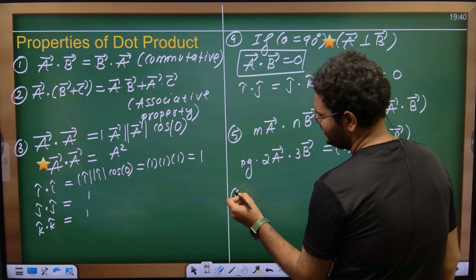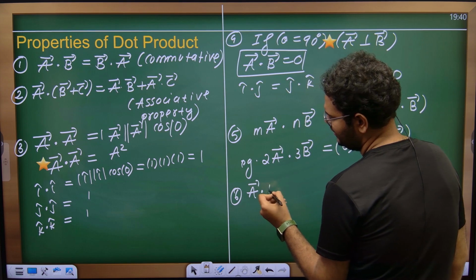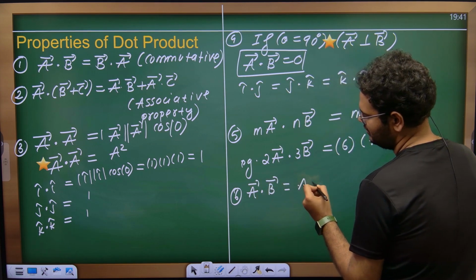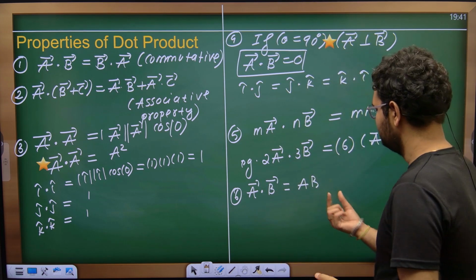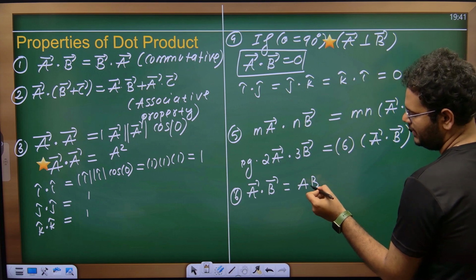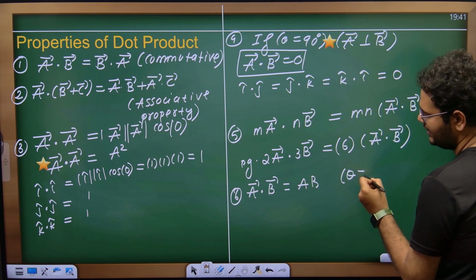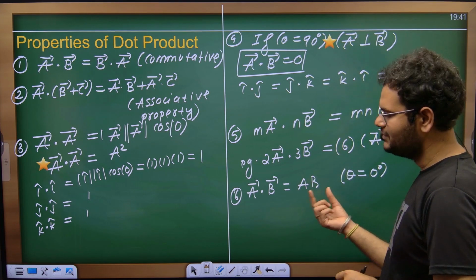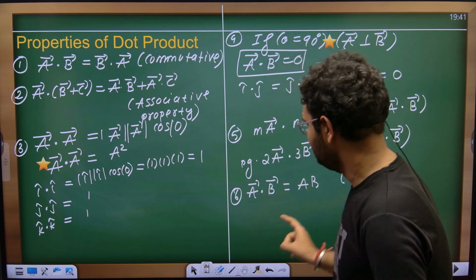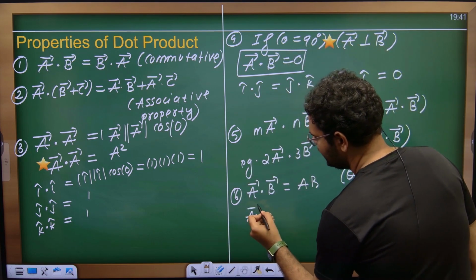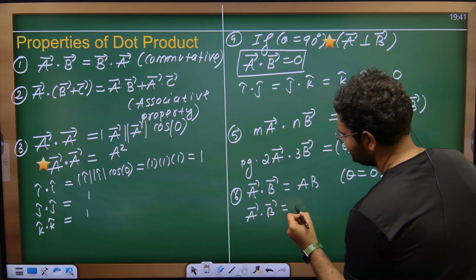I can write simply A dot B is equal to AB when theta is 0. Are you getting it? Yes or no? If theta is 0, then cos 0 will come. Cos 0 is what? How much? 1. Similarly, I can write A dot B is equal to minus AB.